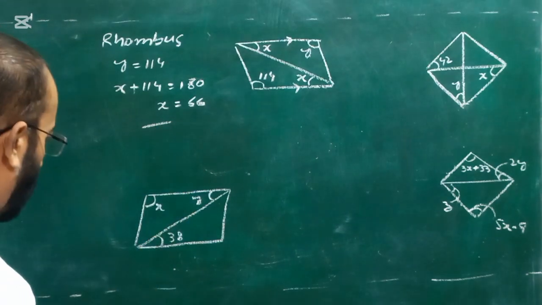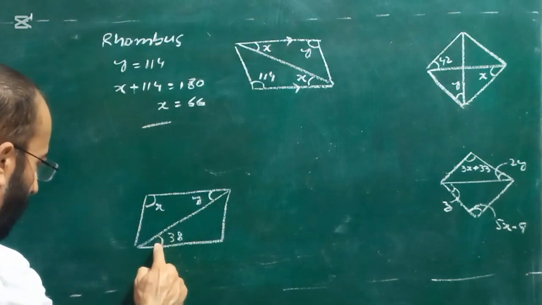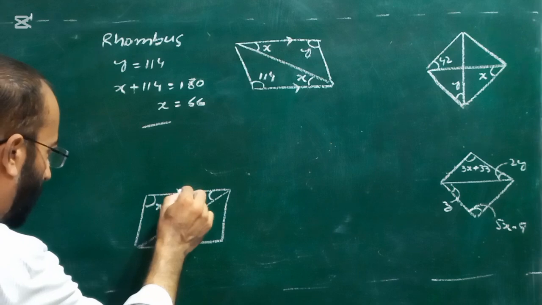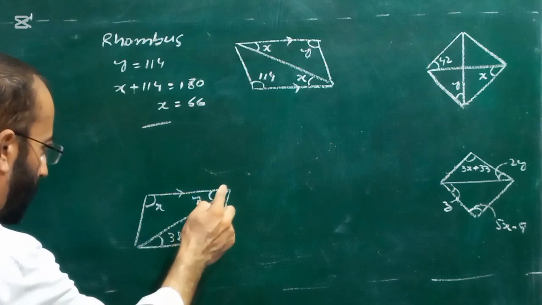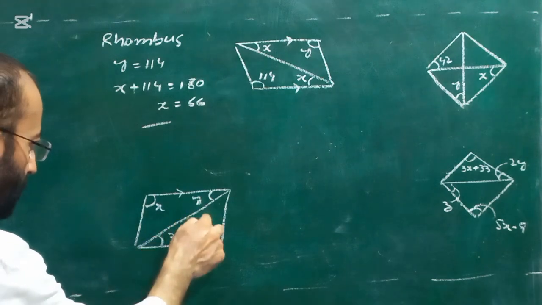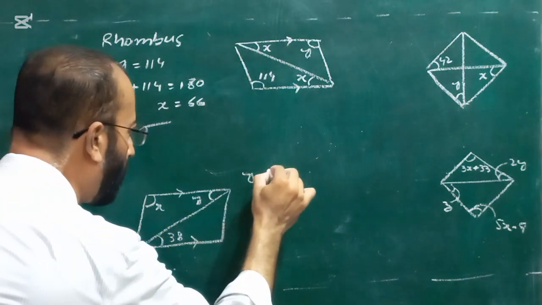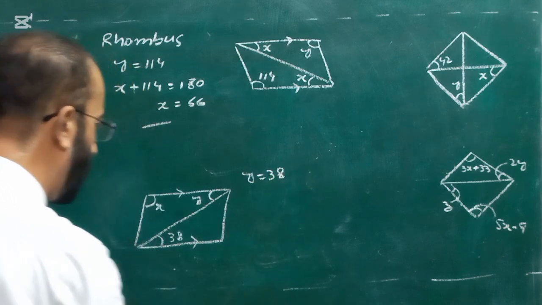Okay, now come to this question. This figure is also a rhombus. So it means this angle will be equal to this angle because of the alternate angles, because these two are parallel lines and this is a transversal line which is intersecting these two parallel lines. So this y will be equal to 38 because of the alternate angles.